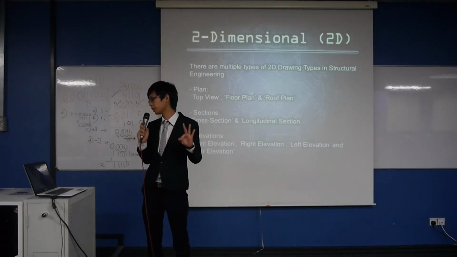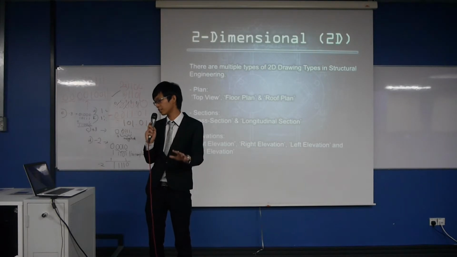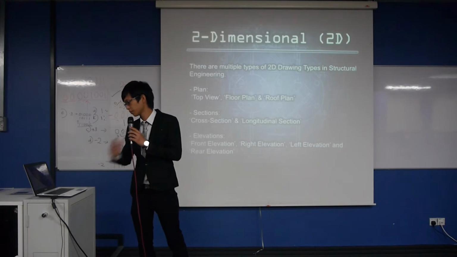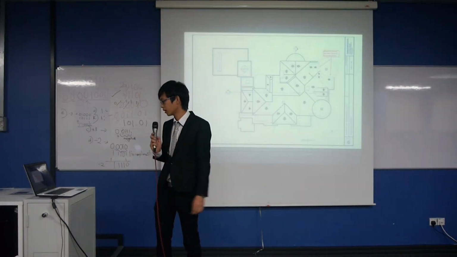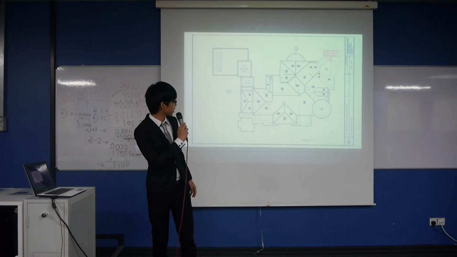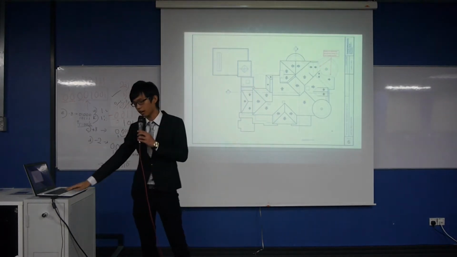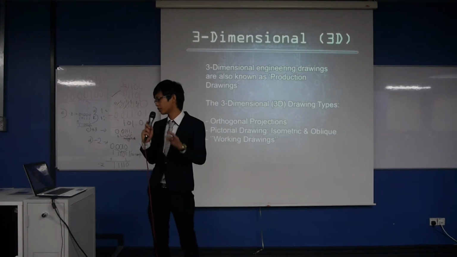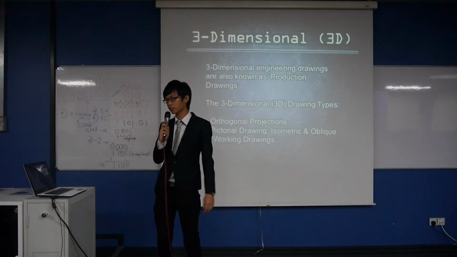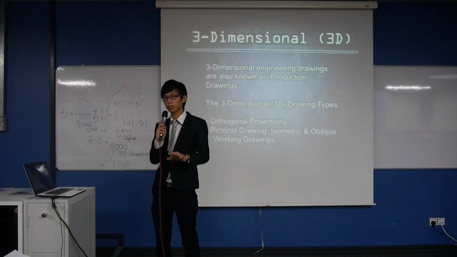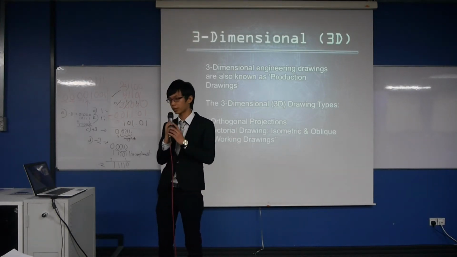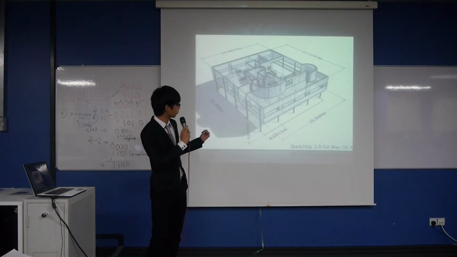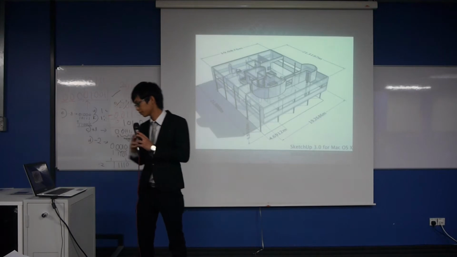There are 3 styles of depicting 2D engineering drawings, the 2-dimensional engineering drawings: the plan, the sections, and the elevations. This is an example. It's a roof plan of a residential house. For 3-dimensional drawings, also known as production drawings, it includes orthogonal projections, pictorial drawings, and working drawings as well. This is a 3D drawing of an actual building.